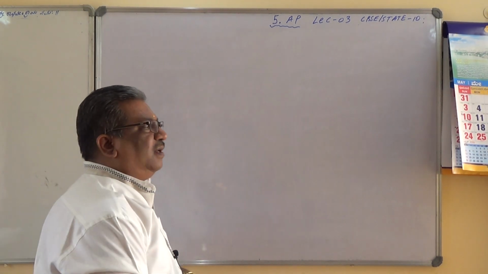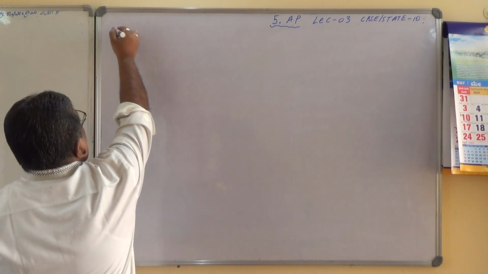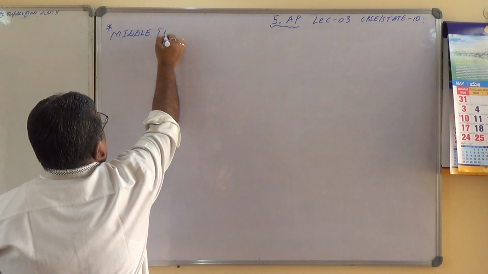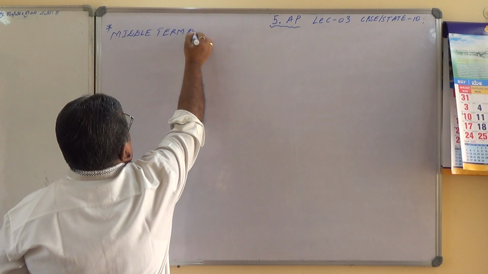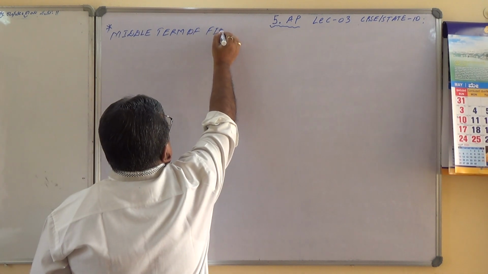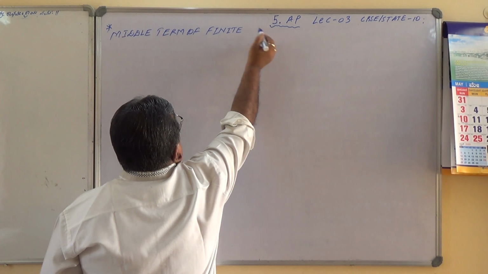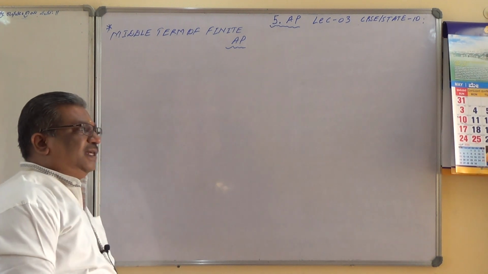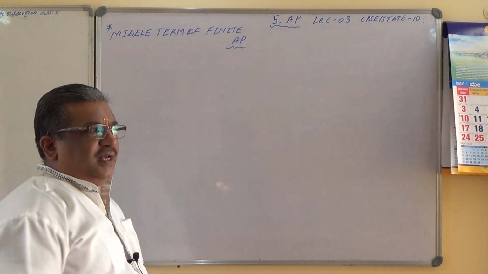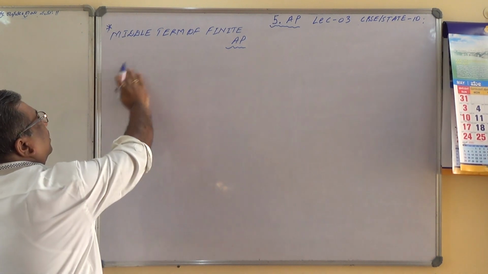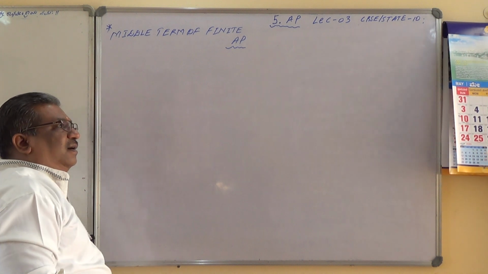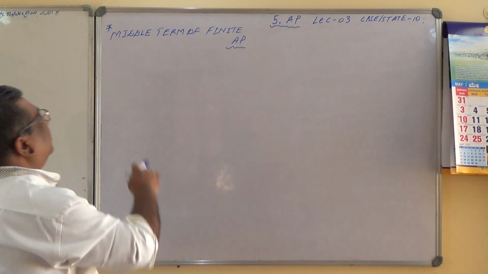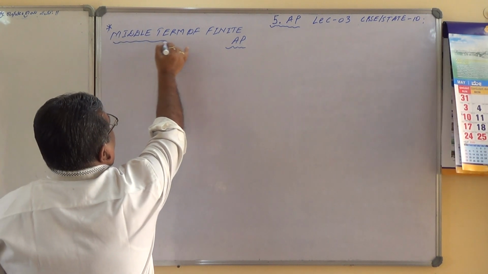Now we will take up the middle term of a finite AP. Title here is middle term of finite AP. So middle term, basically you know already, middle term depends upon the number of observations. In this case, number of terms. In statistics you must have studied how to find out the median especially. It is similar to that one basically. So middle term of finite AP.